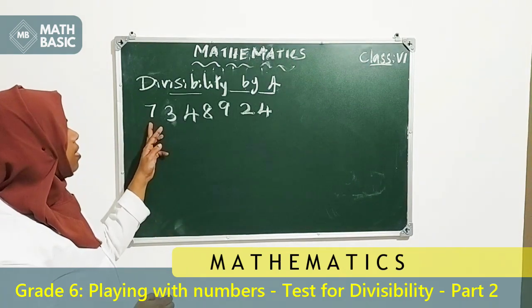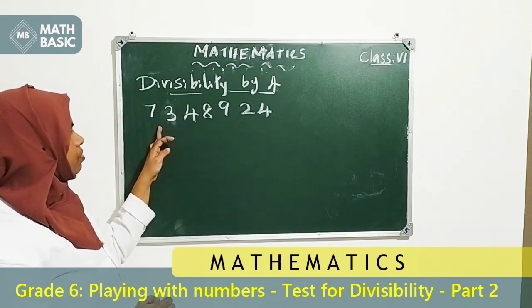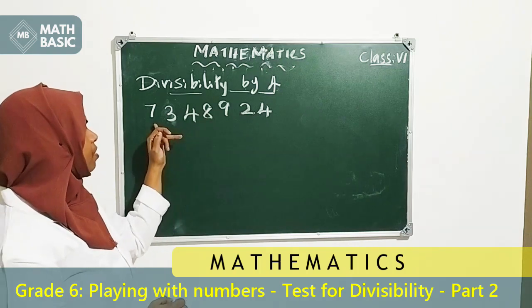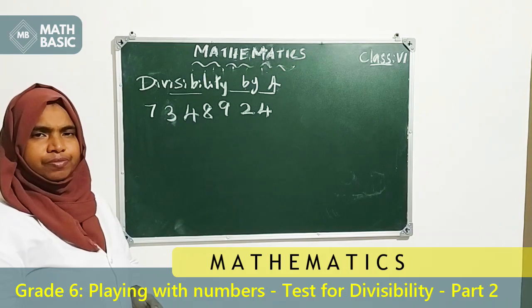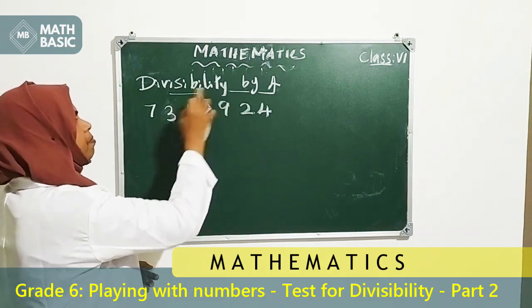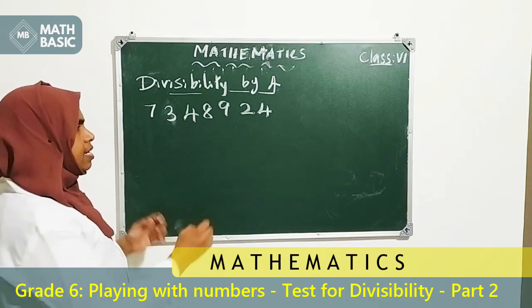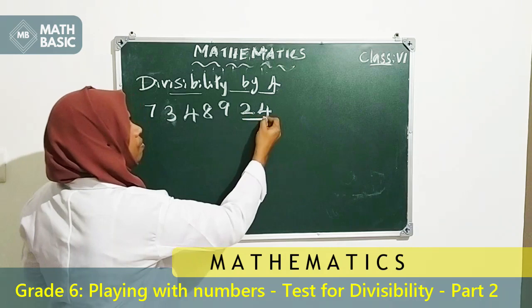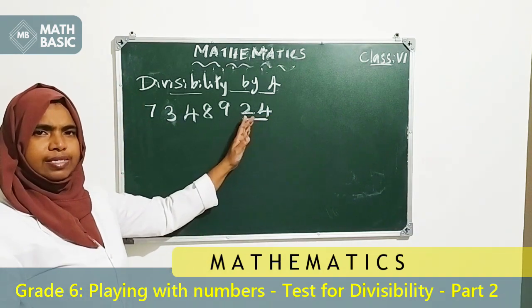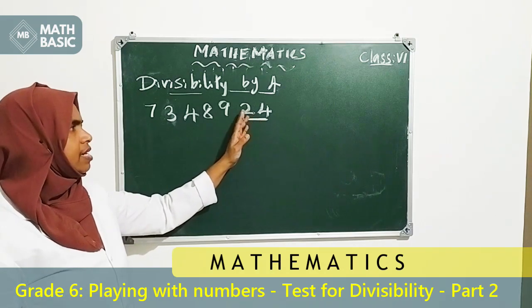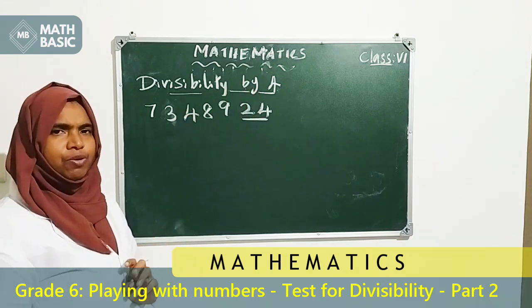See here, divisibility by 4. See an example: 7, 3, 4, 8, 9, 2, 4. This is a 7-digit number. Check whether the number is divisible by 4 or not. How can we check? We have seen that: see the last 2 digits, the ones and tens place numbers. This is 24. Only check these two numbers. We check whether 24 is divisible by 4 or not.